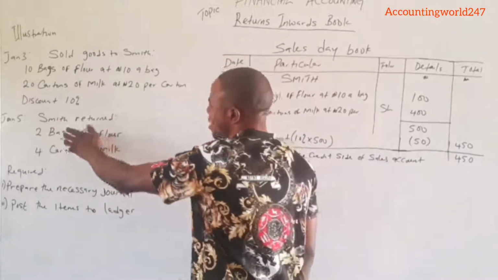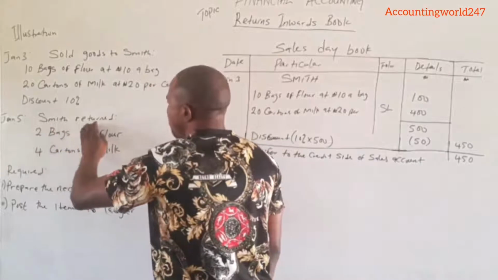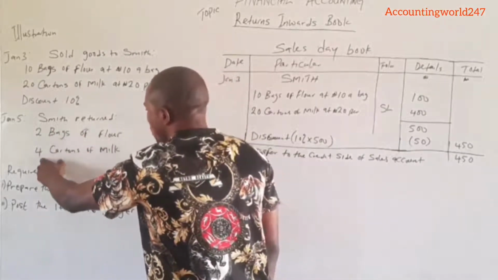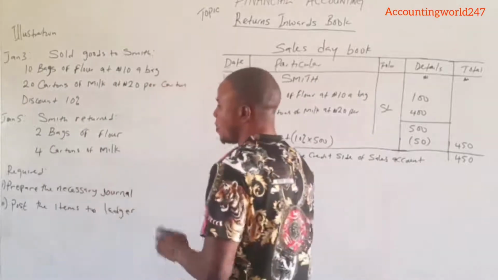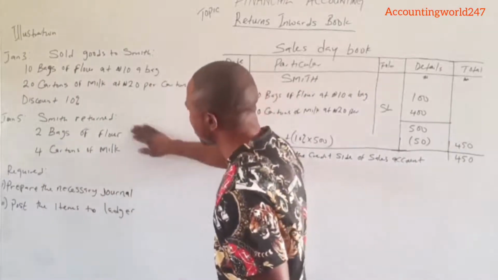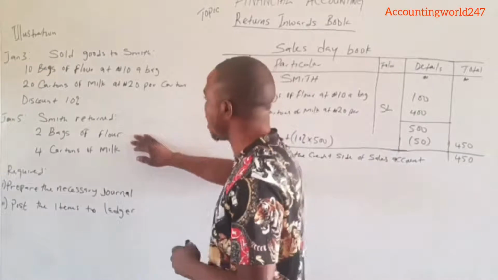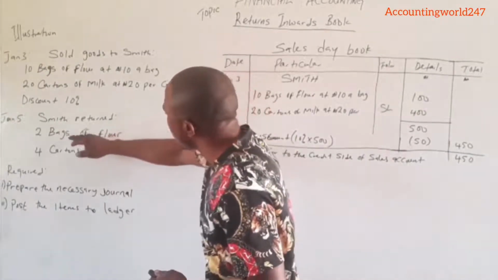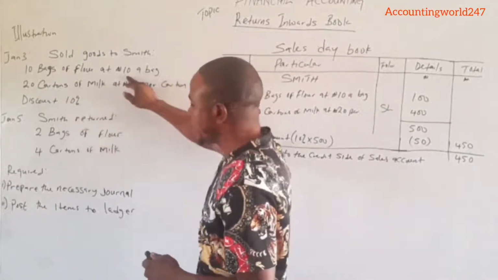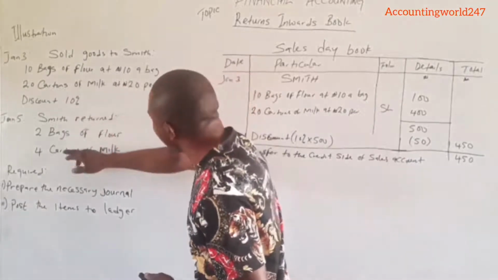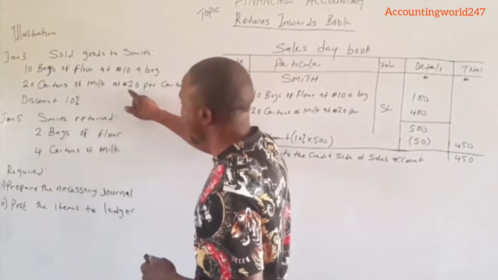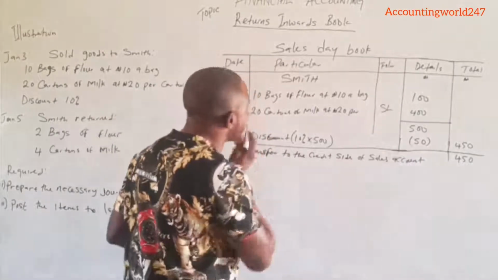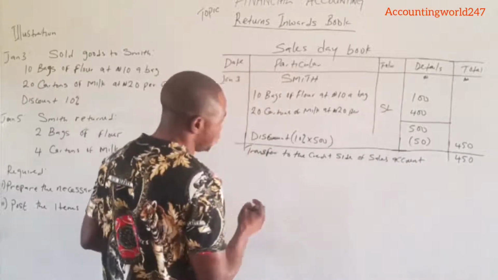The return inward book says January 5, Smith returned 2 bags of flour and also 4 cartons of milk. But when we look at it now, there is nothing like price. The price is not there. It means that we need to consider the price for a bag of flour, which is 10 naira, and the price for a carton of milk, which is 20 naira per carton. So now let's look at the return inward book.